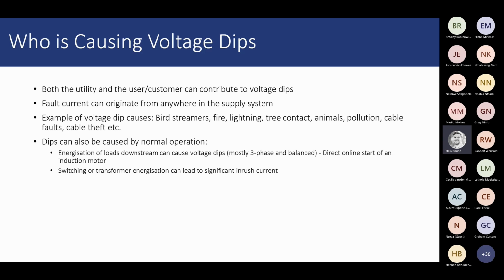But there's also a few dips that can be caused by normal operation, such as the energization of loads downstream causing voltage dips. Now, this is mostly three-phase and balanced. That can be because of direct online start of an induction motor, or even switching and transformer energization can lead to current inrush events. And this is something that we see more often because of load shedding the last few years.